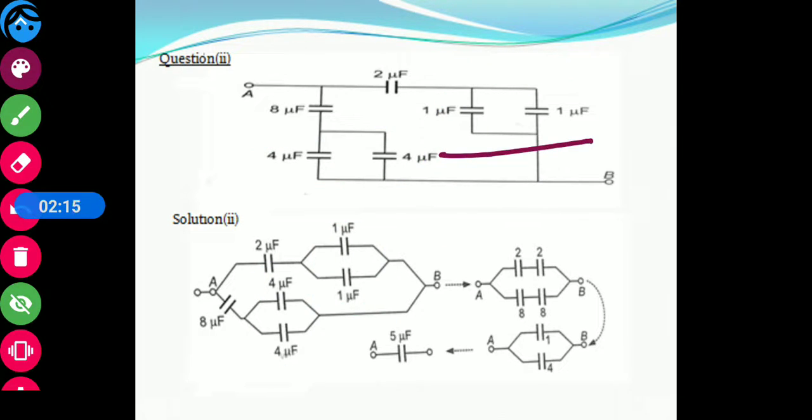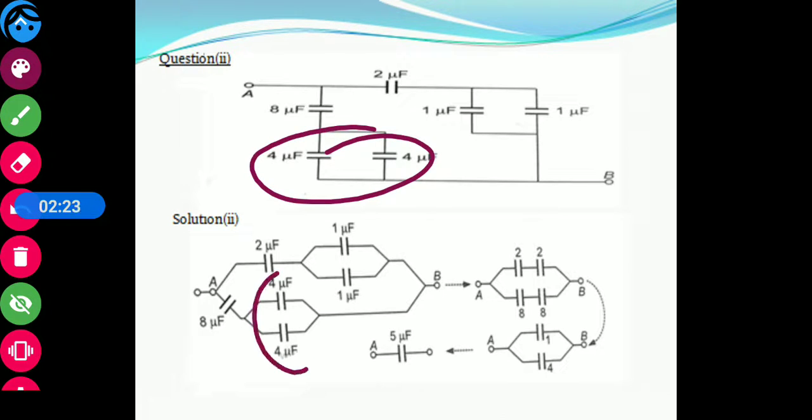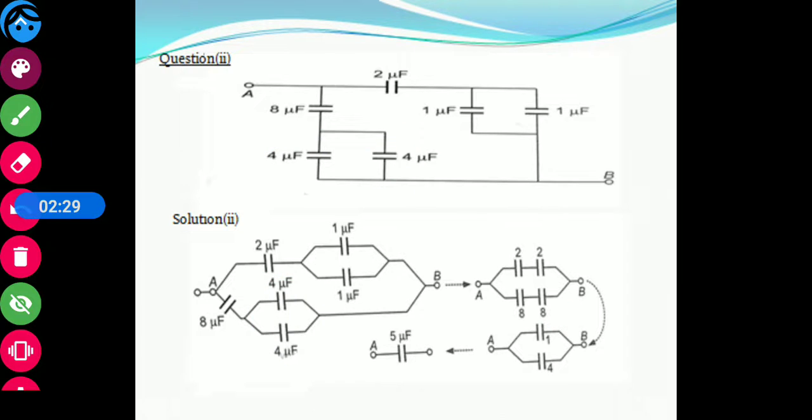The resultant of these two is shown in parallel, and the result is 2 microfarad. Here the resultant of these two is redrawn as a parallel combination, and we get the resultant as 8. So in place of these two, it is reduced to this one, and in place of this, it is reduced to this. So the whole diagram is reduced to this one, and here again by calculating or using the formula, it reduces to this diagram.